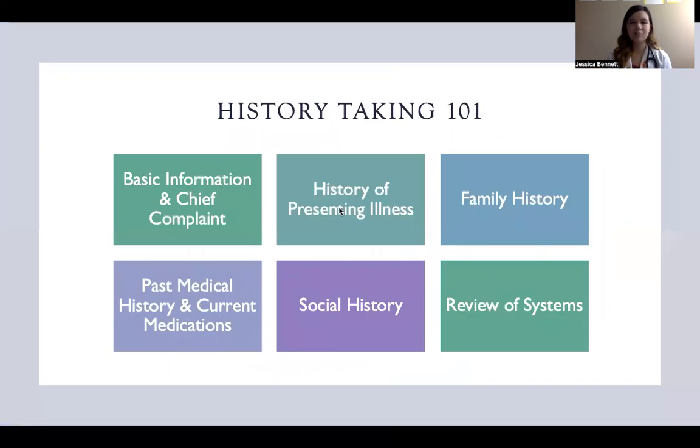The answer is that most doctors follow a basic history-taking framework. There are 6 main sections to a history-taking framework. 1, basic information and chief complaint. 2, history of presenting illness. 3, family history. 4, past medical history and current medications. 5, social history. And 6, review of systems. This probably sounds very abstract right now, so we are going to break down each of those 6 sections and give some examples of types of questions you can ask in each section.